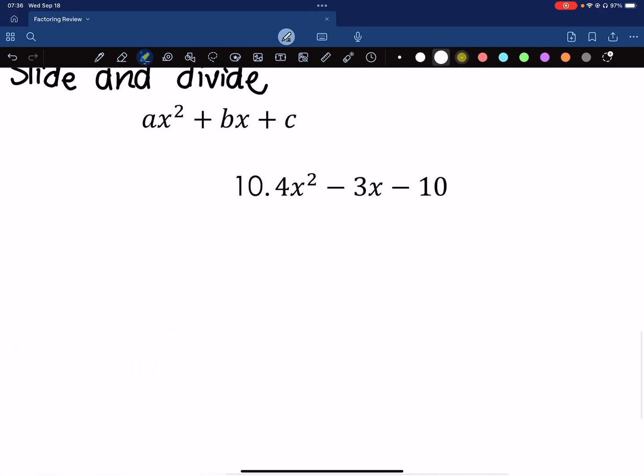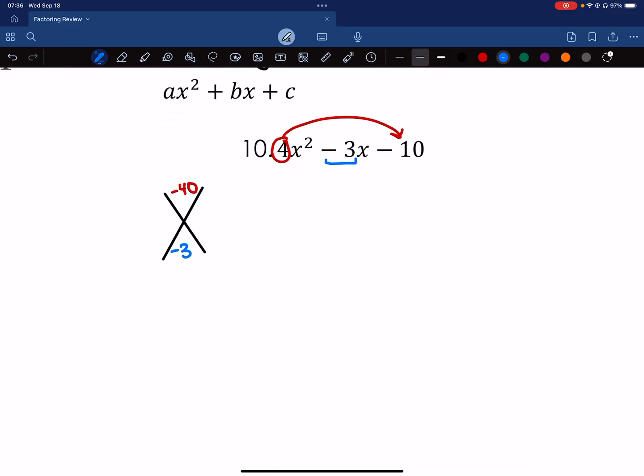Okay, so same concept. We check to see if there's a greatest common factor. There's nothing that goes into all 3 terms evenly, so we can do our slide and divide method. We take this 4, we slide it over here and multiply to get a -40. We take this middle number right here, and it goes on the bottom. So we want to multiply to get a -40, add to get a -3, or subtract actually.